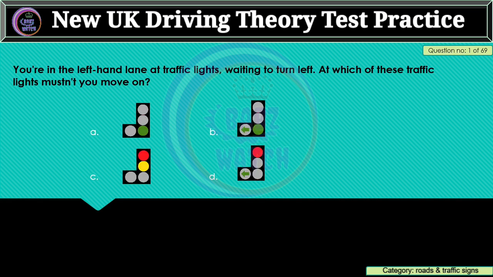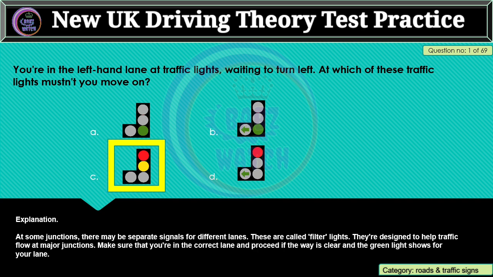Question 1 of 69. You're in the left-hand lane at traffic lights, waiting to turn left. At which of these traffic lights mustn't you move on? A, B, C, D. The correct answer is C.